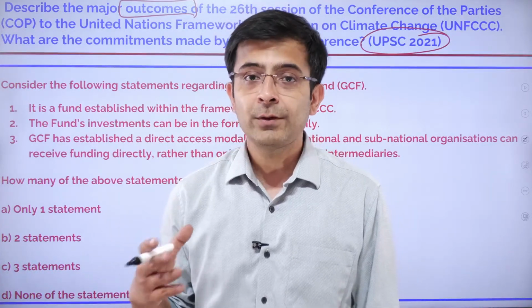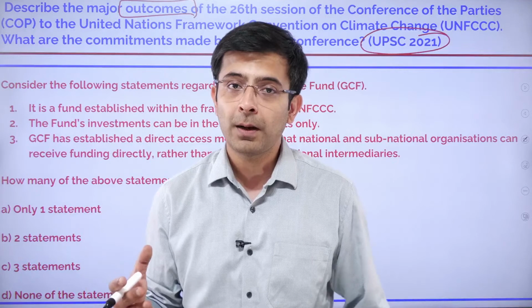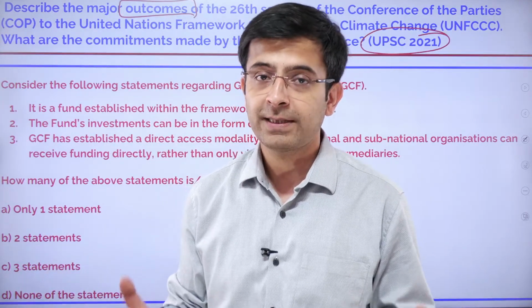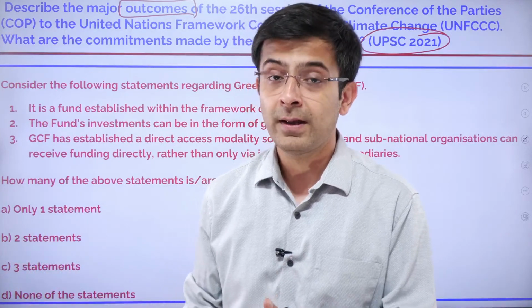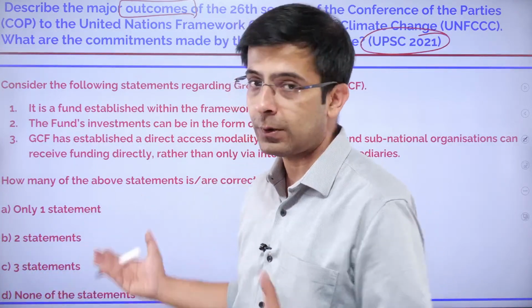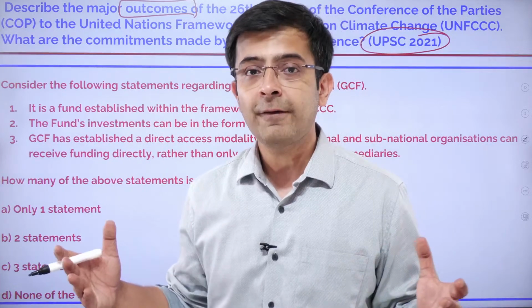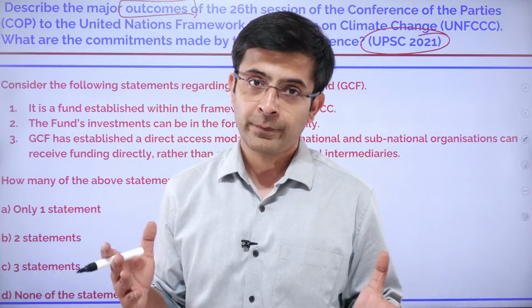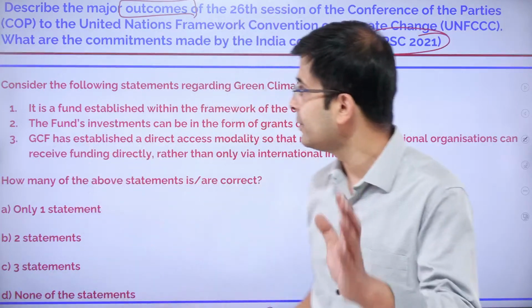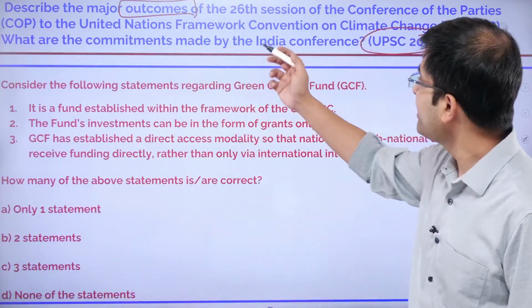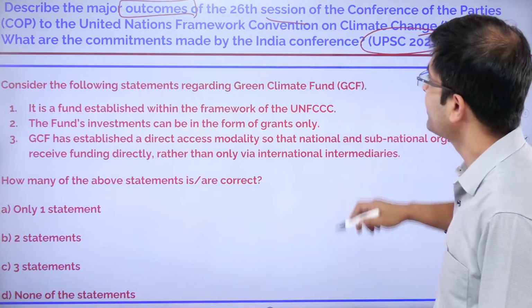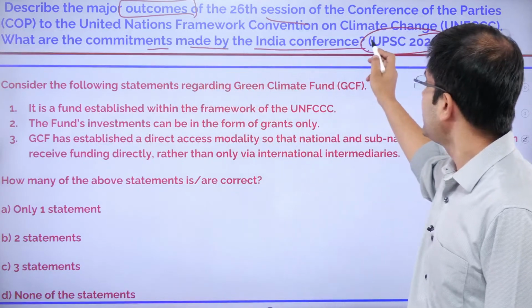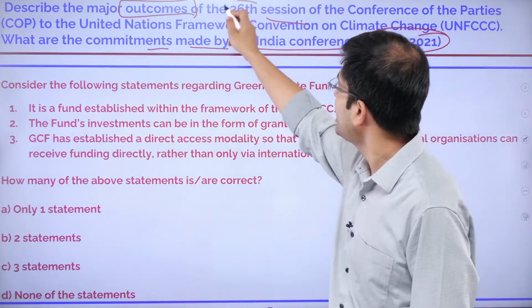It shouldn't take so many iterations, versions, to agree on something as fundamental as human survivability, which is essentially linked to the environment. So that's another criticism of this whole process, that the outcomes are far too slow and environmental change is far too fast. But we'll come to that discussion in due course. So describe the major outcomes of the COP26, and what are the commitments made by India at the conference? This is obviously in relation to 26.